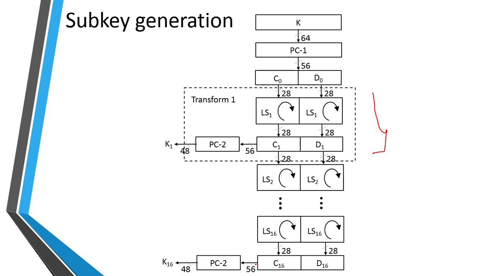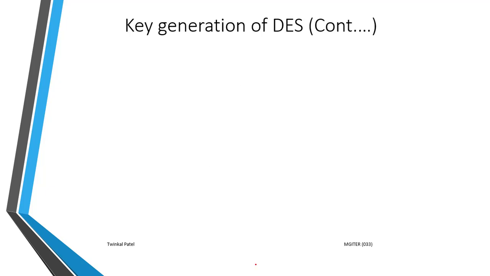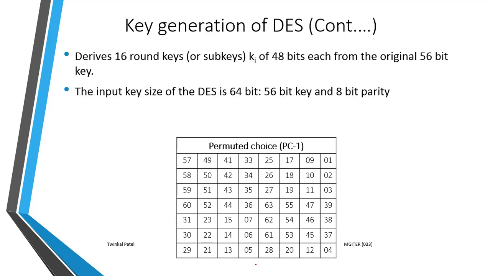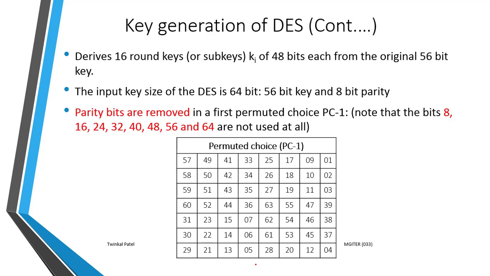Now we will see these operations in detail. First of all, permuted choice 1 is applied, which converts the 64-bit key into the 56-bit key. The input key size is 64 bits and we are getting a 56-bit key. For that, 8 parity bits are removed. The parity bits are 8, 16, 24, 32, 40, 48, 56 and 64, which are not used at all. So in permuted choice 1 these parity bits are removed and we get the output of 56 bits.